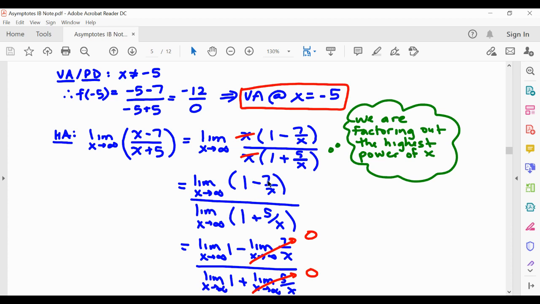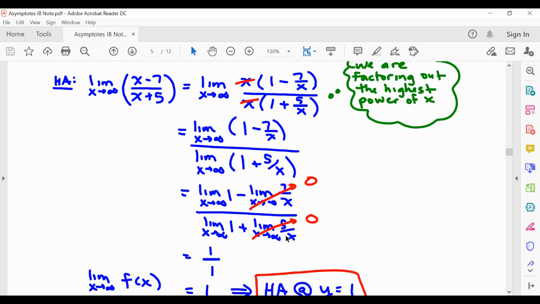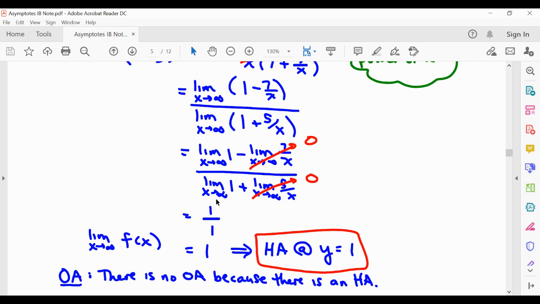And I can take the limit as x approaches infinity by imagining that if I plug infinity in here, it's not a number, but as I plug larger and larger numbers in here, 7 over a very large number is close to 0, and so is 5 over a very, very large number, which leaves me with the limit of 1 over 1, and therefore we have a horizontal asymptote when y equals 1.